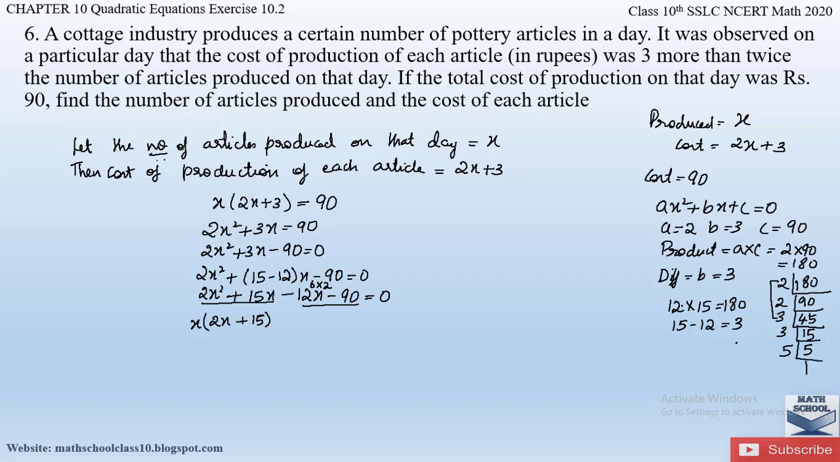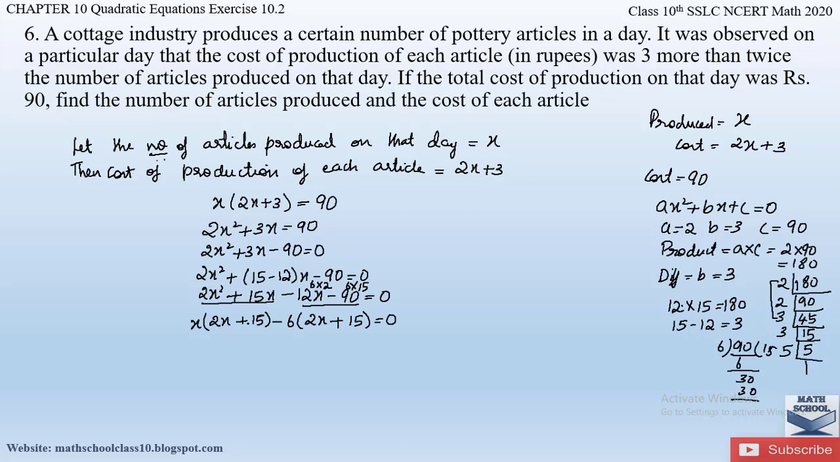Now here 12 can be also rewritten as 6 into 2, and 90, let us divide 90 by 6. 6 1s are 6, 30. 6 5s are 30. So 6 into 15 is 90. So let us write down here 6 into 15. So now we can see that the 6 is common here. Since the minus sign is here, we'll take minus 6 as common. So what is left behind? 2x, and minus into minus will be plus 15 is equal to 0.